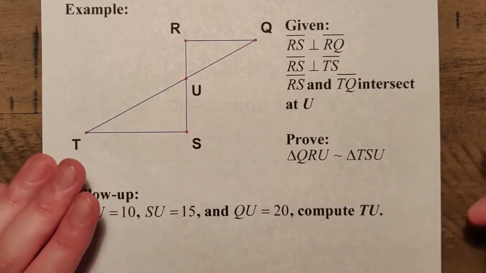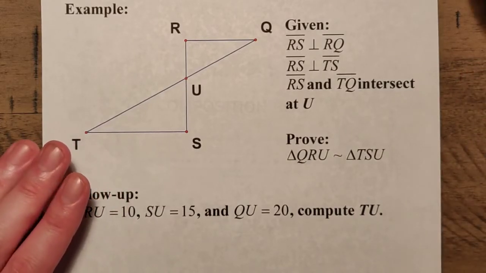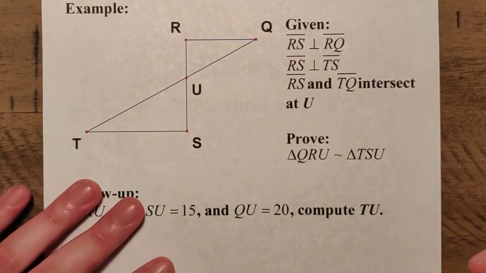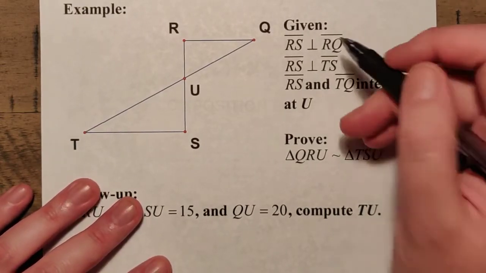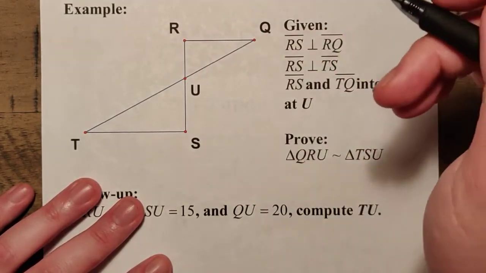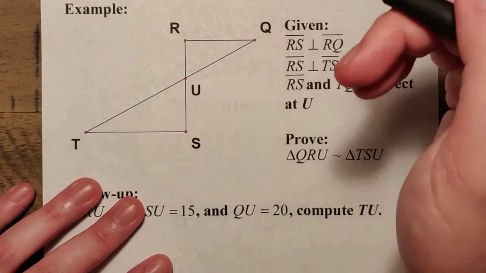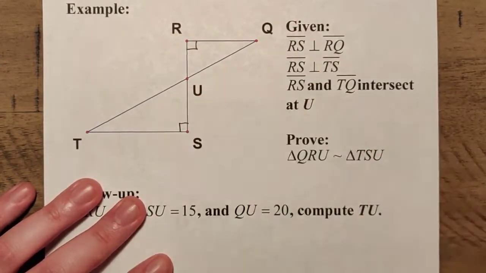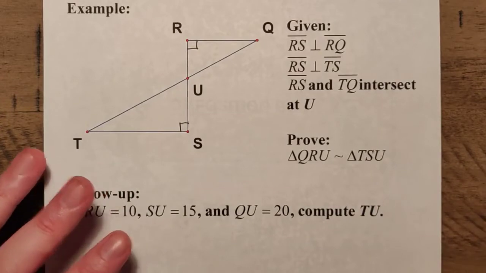In this case, all we need to do is find two pairs of congruent corresponding angles. Considering the picture and the information given to us, that's not too hard. One of the first things you may notice is that RS is perpendicular to RQ, and RS is perpendicular to TS. That gives us two congruent right angles, a right angle here at R and a right angle here at S. That's going to be important, so we can mark those. That's one pair of angles that we're going to use.